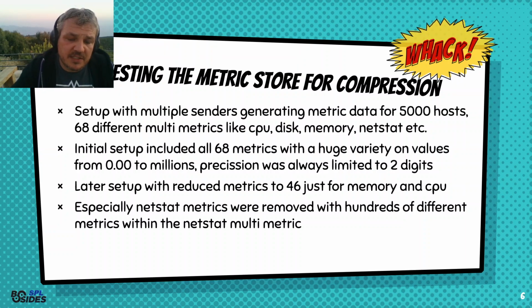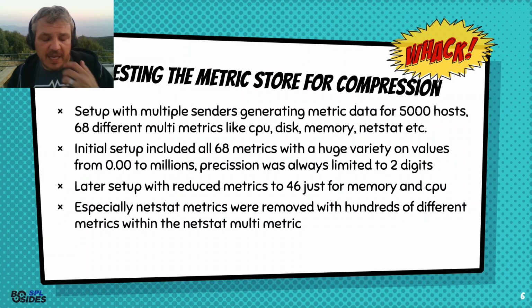Later, I reduced that to 46 metrics, so I had a second run, because the first one showed me some problems, which we'll discuss in some minutes, which were mainly limited to memory and CPU, right? And as I mentioned earlier already, the netstat metrics were removed because they contain hundreds of different metrics within a single netstat one, and that was mainly killing the buckets themselves with its variety. As said, I come to that in a second.